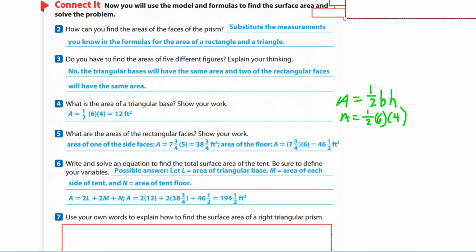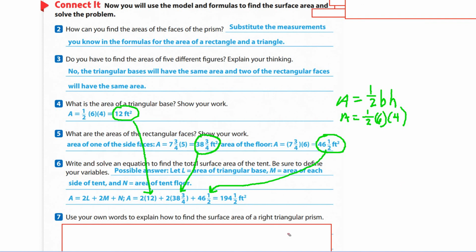So now, we already did the math. We know that the triangular base is 12 feet squared as far as the area, so you multiply by 2. We also know that one of the side areas is 38 3/4, and you multiply that by 2. And this one you do not multiply by 2, because there's only one floor. Then you add all 3 together. Now, if you have problems adding fractions, I will break that down for you right now. But the answer is 194 1/2 feet squared.